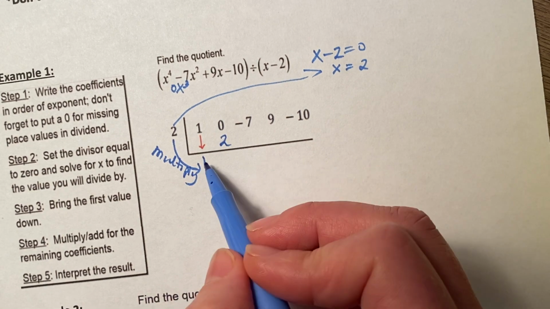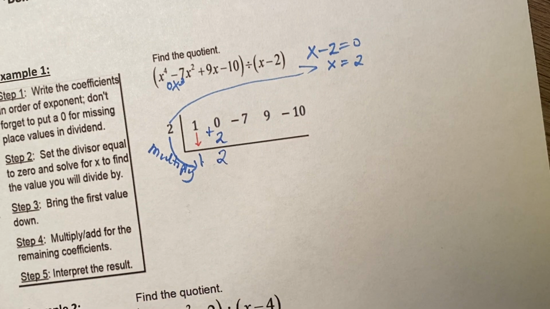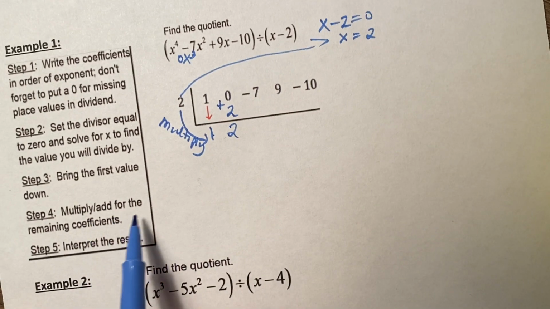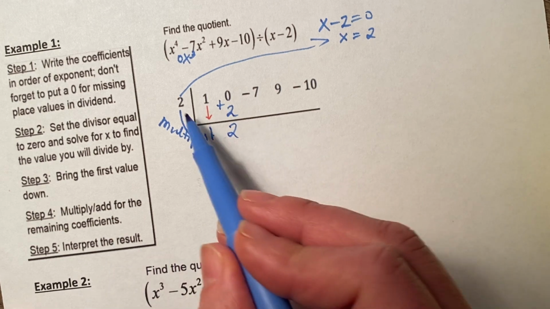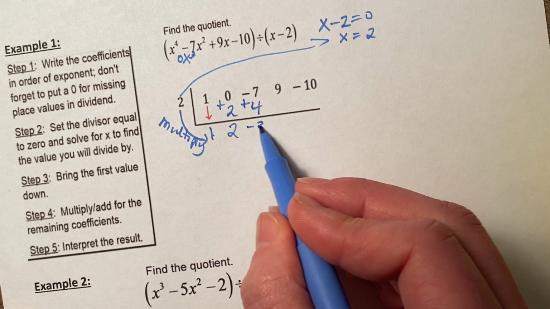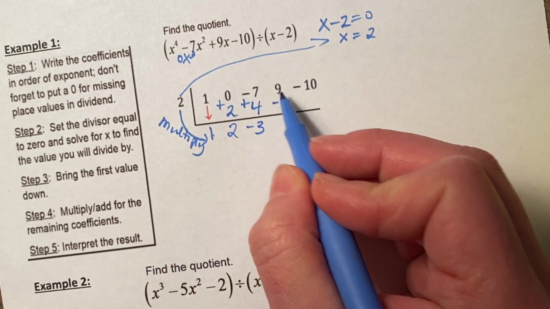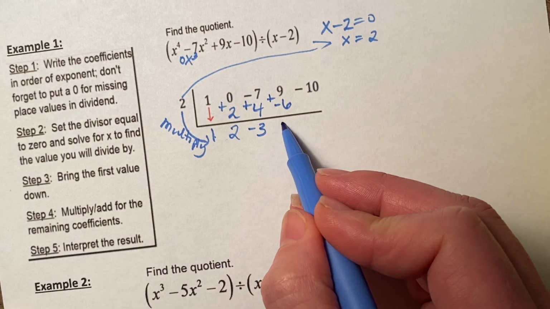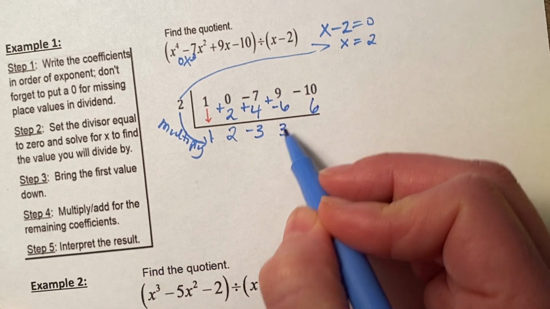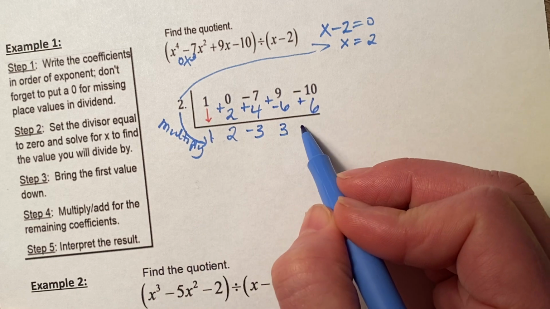So that product there, 2 times 1 is 2. And then we add up and down, and we repeat. Okay, so we multiply, add for the remaining coefficients. 2 times 2 is 4, and then again we add. -3 plus 2 is -6, add. 2 times 3 is 6, we add again to get -4.